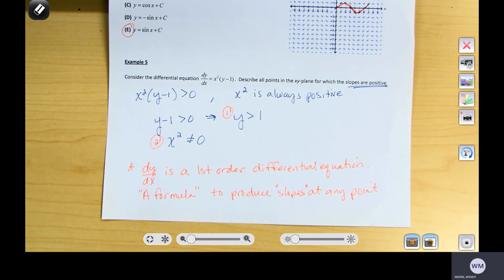So that's how the slope fields are created. You're plugging in points and you're trying to find what the slope of the tangent line would be at those points if the graph were to go through it. Okay. So that's 7.3 and 7.4 dealing with slope fields.